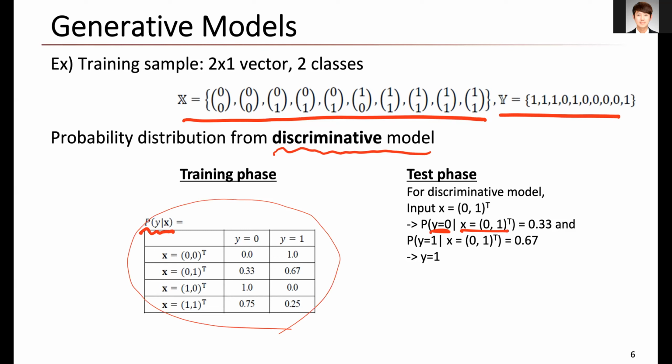Then if we have this, we can say that the probability of Y equal to 0, given X equal to 0.1, is 0.33. Then we can say that the probability of Y equal to 1 is 33%. This is a discriminative model.